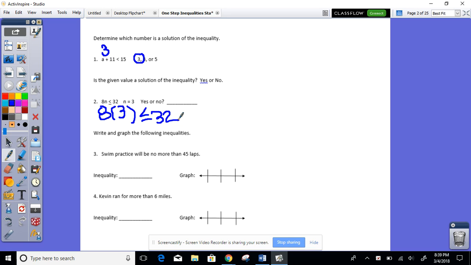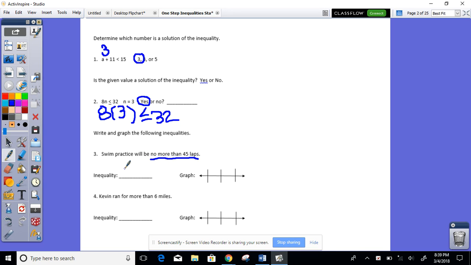So 8 times 3 is 24. Is 24 less than 32? Yes. So is 3 a solution? Yes, it is. Okay, write and graph the following inequalities. Swim practice will be no more than 45 laps. Okay, swim practice will be no more than 45 laps.